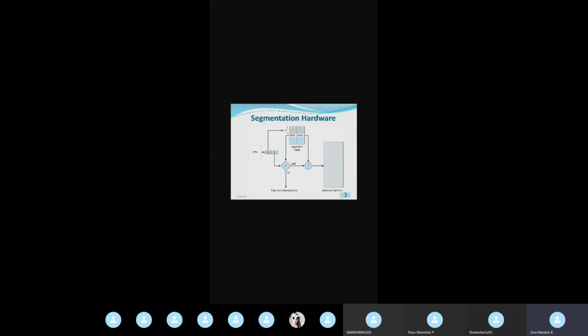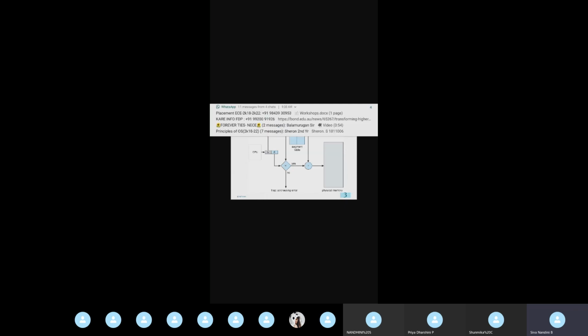What is the base register content? 100, because for this particular segment the starting address is 100. So the base register value 100 is added to the offset value 4. 100 plus 4 is equal to 104. This is the newly generated physical address, which will be looked into the memory. Thus in segmentation we generate the physical address from the logical address.